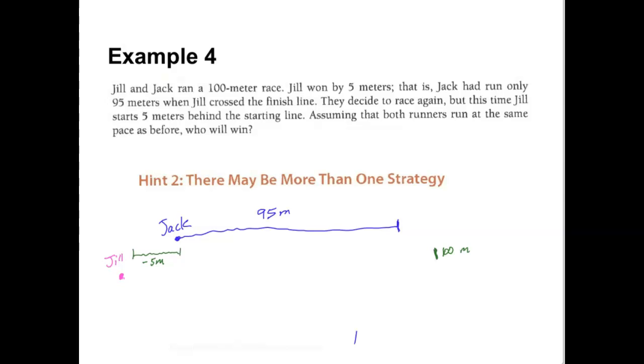How far is Jill able to run in that same amount of time? We just said this, right? 100 meters, correct? So Jill will have caught up to him by that point because she'll have run that 95 meters, but she would have had also run that additional 5 meters. She would have run 100 meters, right? And they still have 5 meters to go, but who's running faster? So who's going to win? Jill still wins.